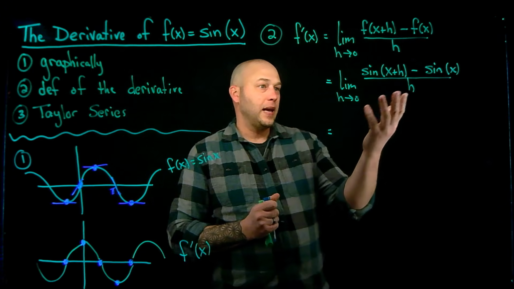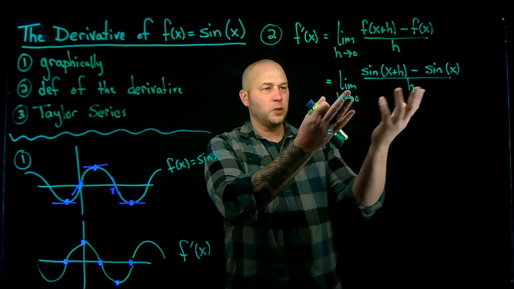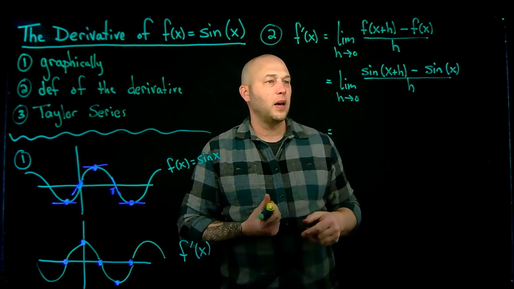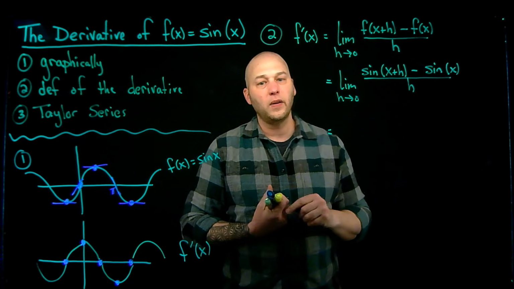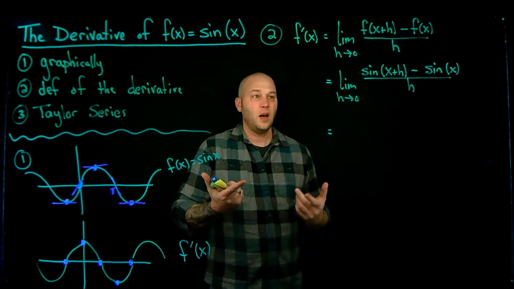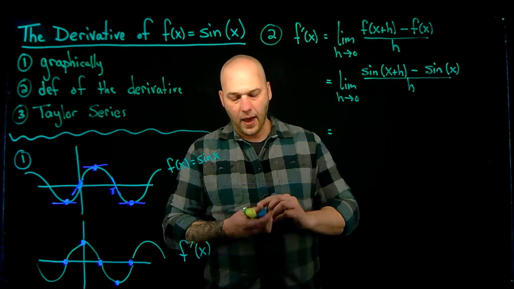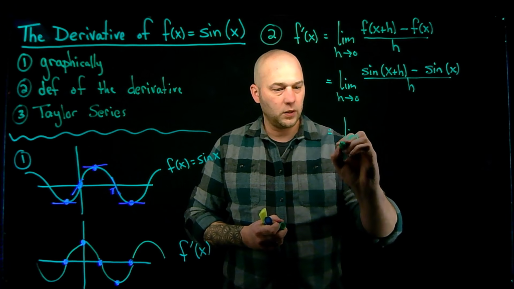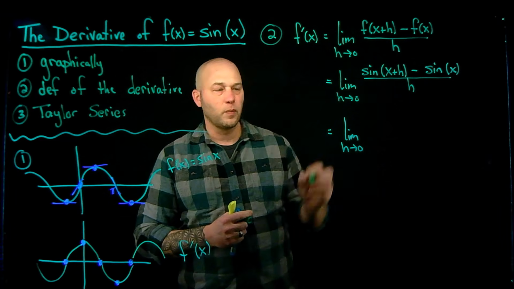Well, I can't do anything as far as a conjugate or expanding. Sine's not a linear function, so I can't separate that. But look what I have. I've got a sum of two values inside the sine function. That should remind you of a trig identity, the sine of a sum of two angles. Okay, so let's go ahead and expand that. So this gives me the limit as h goes to 0. And I'm just going to go ahead and write the identity for the sine of the sum of two angles.